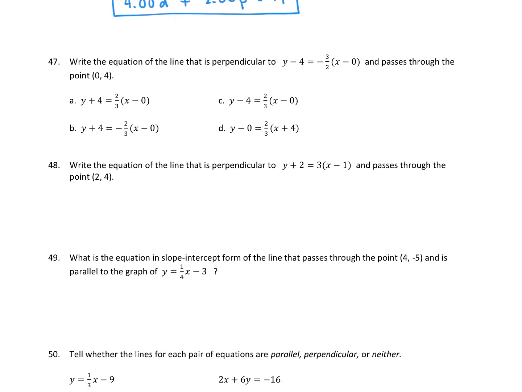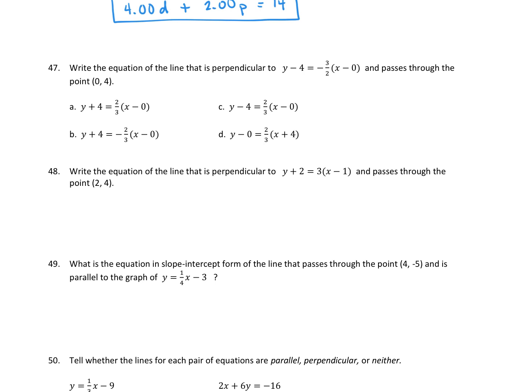All right, so 47, we're getting into our parallel and perpendicular lessons. Thing we want to remember: parallel lines have the same slope. Perpendicular lines have opposite reciprocal slopes. So number 47, write the equation of the line that is perpendicular to this line and passes through the point 0, 4. The only thing that we need to know about this line is what the slope is.